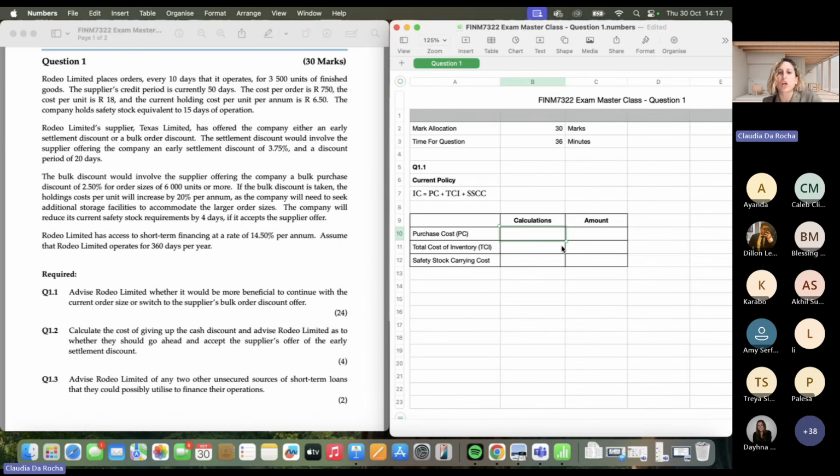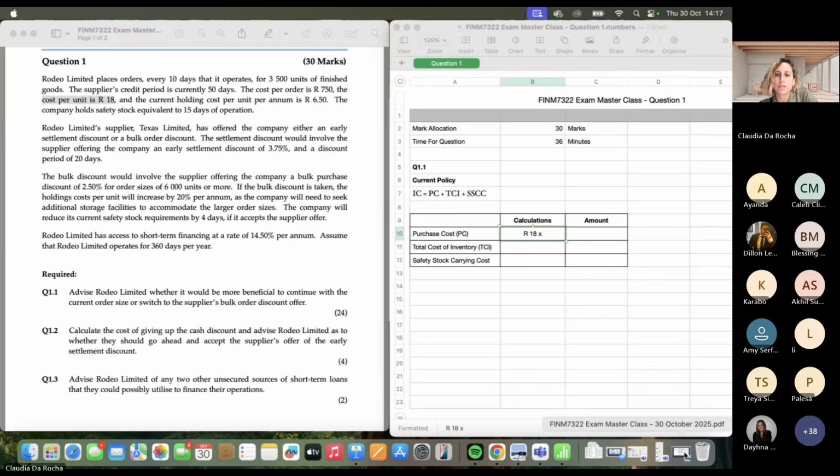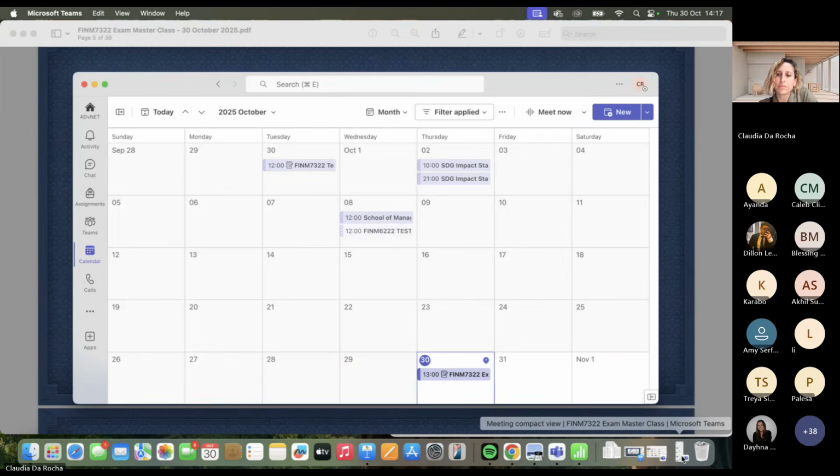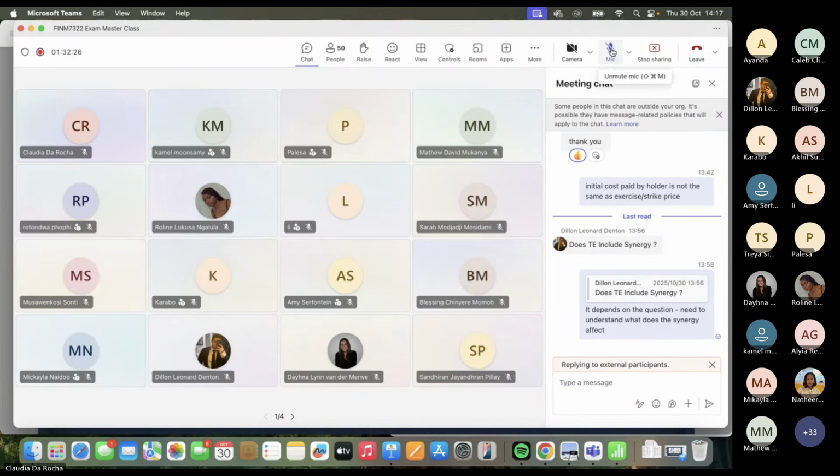Okay, so with your purchase cost, it is the total cost of your inventory items. So in this top part, they told us that our cost per unit is 18 Rand. So we know that we're definitely going to have to say the 18 Rand multiplied by. Now we need to understand how many units we are doing, based on the question. Sorry, just give me a second.